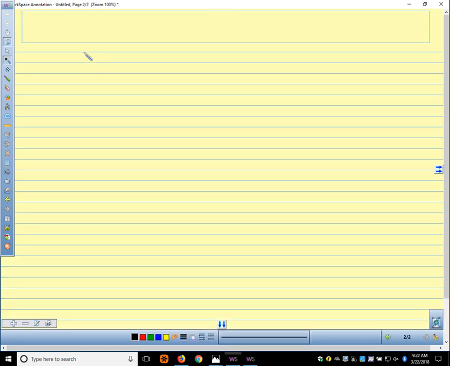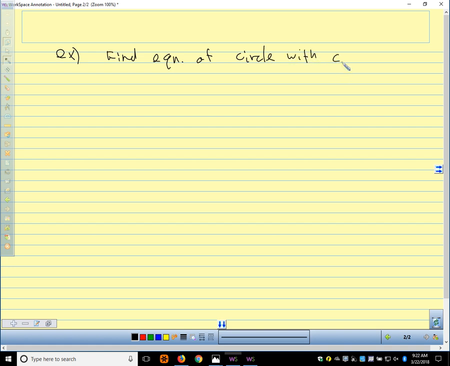All right, so we want to find, and when I say the equation, I'm talking about the standard equation. Find the equation of the circle with center (-1, -4), and it goes through (5, 7). So we know the center and we know a point that it goes through.